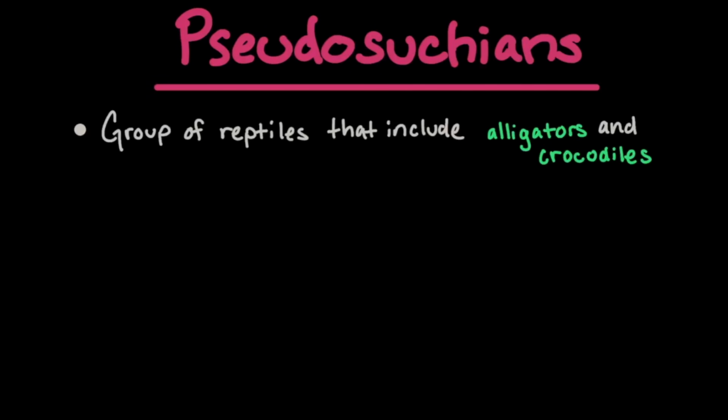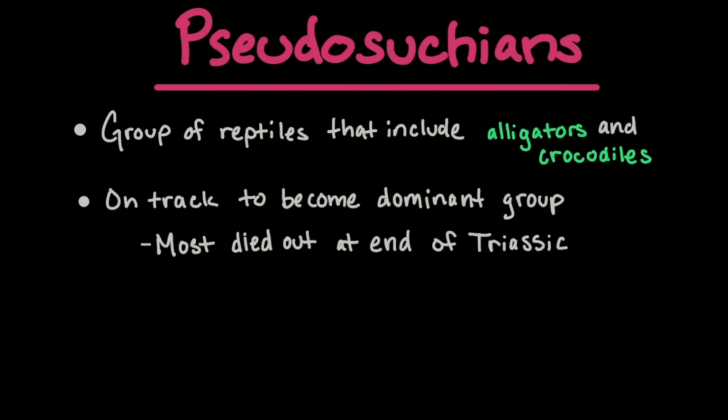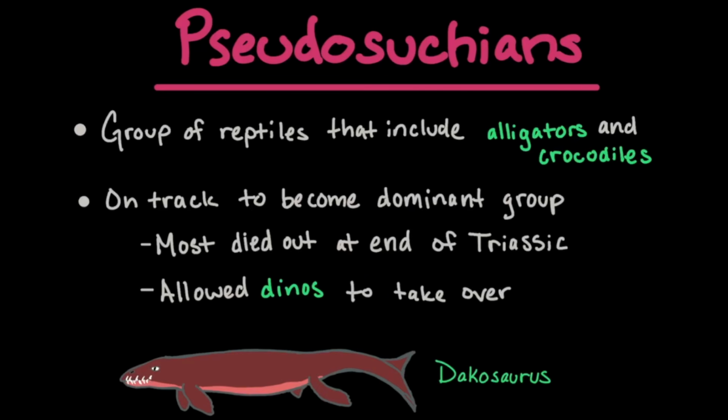Pseudosuchia is the line of reptiles that led to gators and crocs. Pseudosuchians of this time were on track to be the next dominant species, but most died at the end of the Triassic. This allowed the dinosaurs to take over. Marine species such as Dakosaurus were formidable predators.